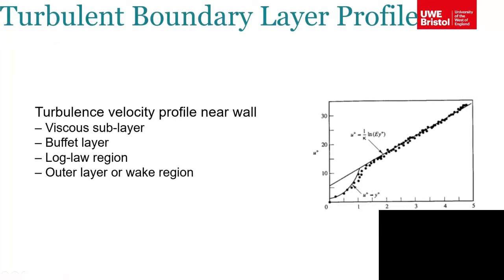So, the turbulent velocity profile near the wall. So you have the viscous sublayer, and the buffer here.